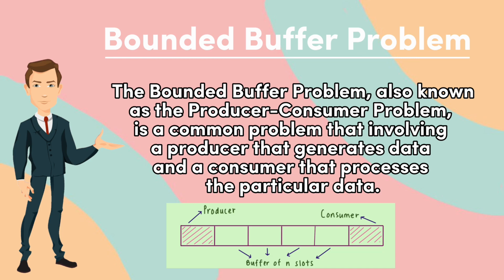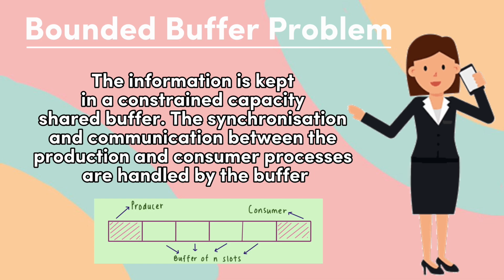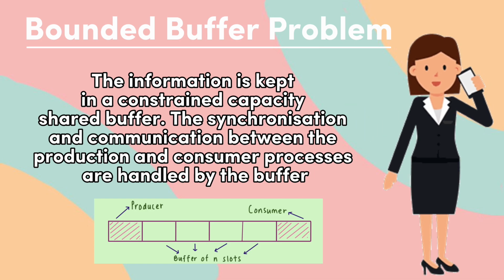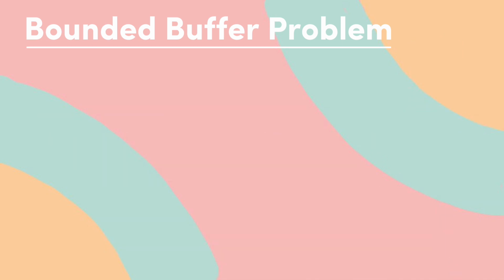The bounded buffer problem, also known as the producer-consumer problem, is a common problem involving a producer that generates data and a consumer that processes the data. The information is kept in a constrained capacity shared buffer. The synchronization and communication between the producer and consumer processes are handled by the buffer.